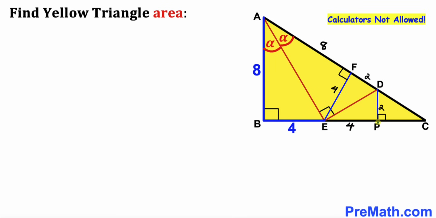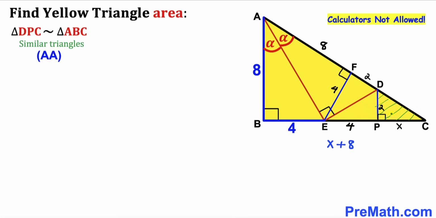So therefore, we need to calculate this length PC. Let me go ahead and label this segment PC as X units. So therefore, this whole length BC is going to be 4 plus X. That is going to give us X plus 8.